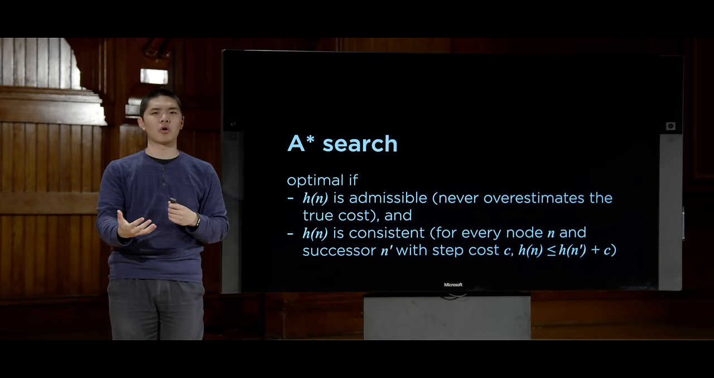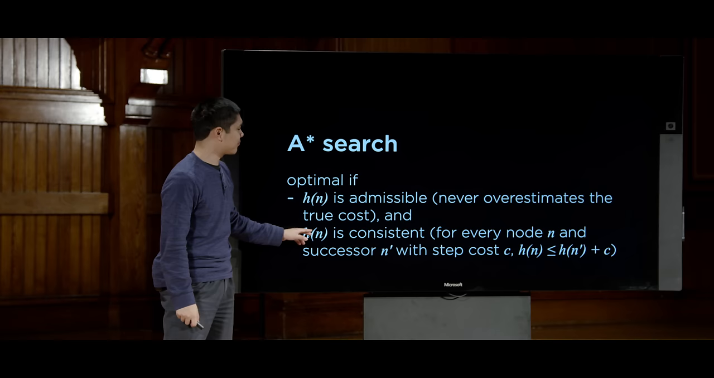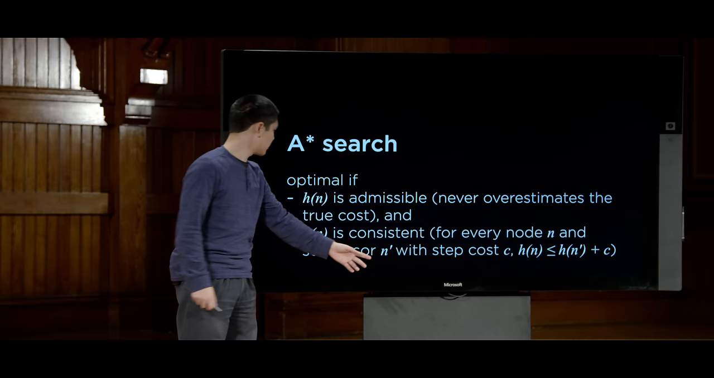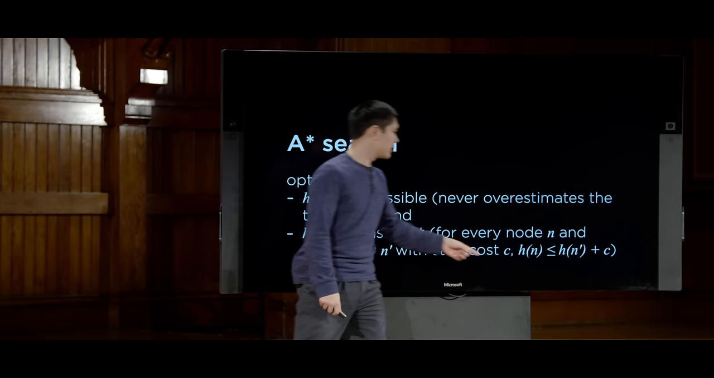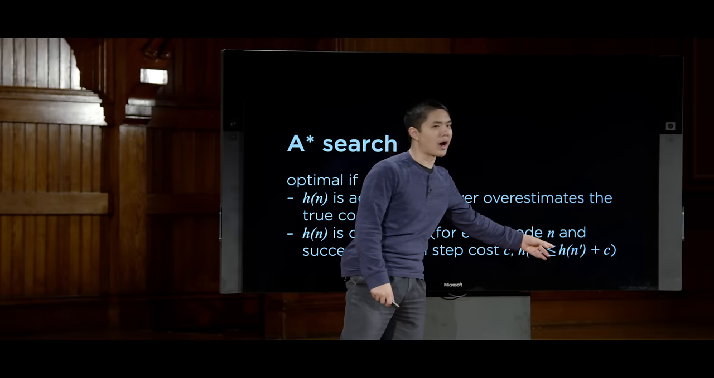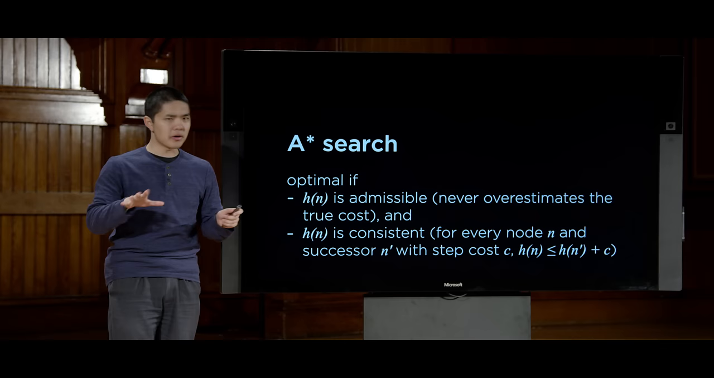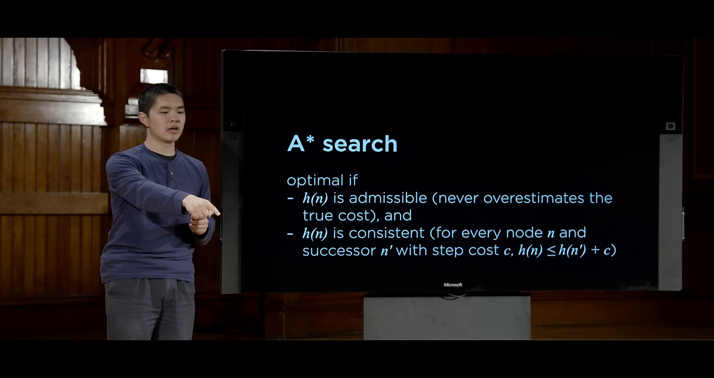And meanwhile, to make a stronger statement, h of n also needs to be consistent. And what does it mean for it to be consistent? Mathematically, it means that for every node, which we'll call n, and successor, the node after me, that I'll call n prime, where it takes a cost of c to make that step, the heuristic value of n needs to be less than or equal to the heuristic value of n prime plus the cost. So it's a lot of math. But in words, what that ultimately means is that if I am here at this state right now, the heuristic value from me to the goal shouldn't be more than the heuristic value of my successor, the next place I could go to, plus however much it would cost me to just make that step from one step to the next step.